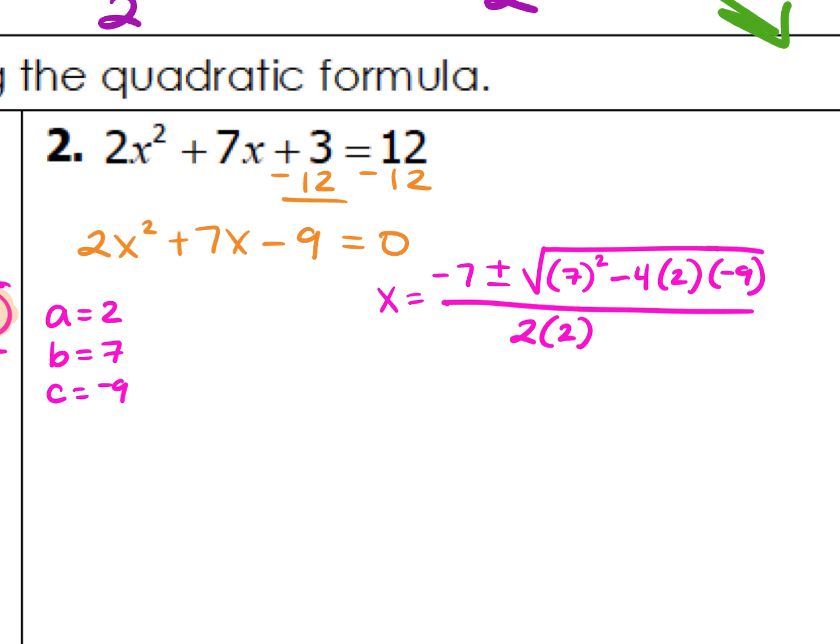Okay, what are you plugging in? 7 squared minus 4 times 2 times negative 9. Just what's under the radical. What'd you get? 121. So negative 7 plus or minus the square root of 121. Don't ditch your radical yet, because we haven't taken the square root yet. And then 2 times 2 is 4.